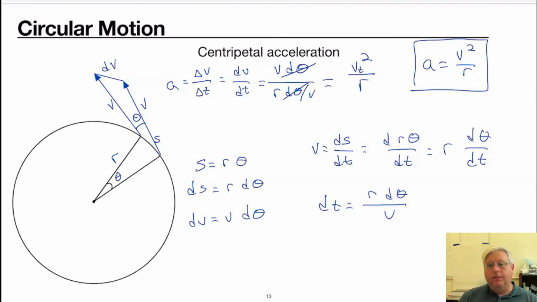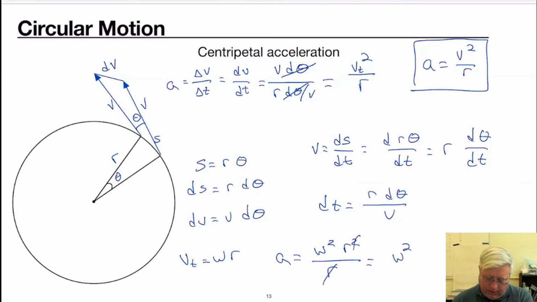We could also write this in terms of angular velocity, because we know that tangential velocity is omega r. Okay, so then v squared over r would be omega squared r squared over r. So one of those r's will cancel, and we're left with omega squared r. So we can find the acceleration in terms of tangential velocity or angular velocity.